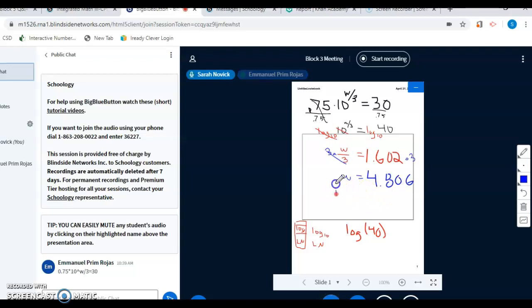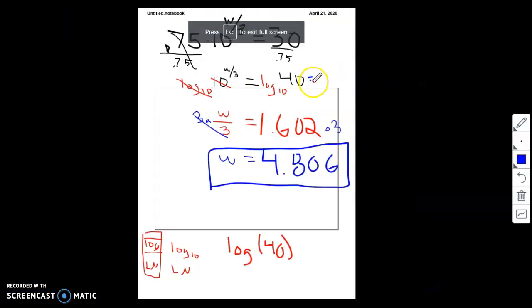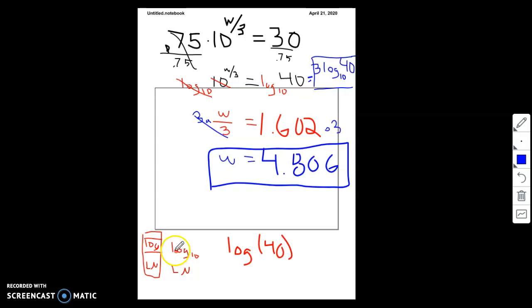Okay, so that would be one answer, and I think the other answer they're looking for is an exact answer. That would be if you didn't rewrite this logarithm like this. So I think I could fit it right up here: the first answer you would have typed in would be 3 times the log base 10 of 40. That would be the first answer you would have typed in. Okay? All right.